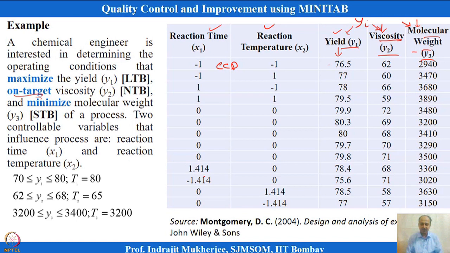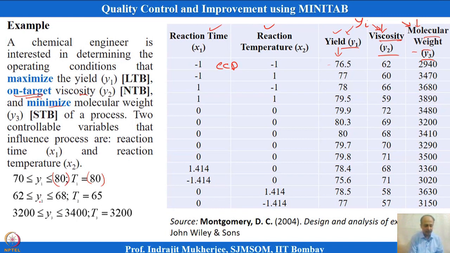So this you can see in any of the books, and you can just enter the data, and then you can follow the procedure shown in the video, and you will get all the results that we have discussed. So this problem is maximization of yield, on target is the viscosity, and minimization of this. Here the information given in Montgomery's book is that y1 should be within 70 and 80, the target value is 80, and it has to be maximized. So I have to reach this value over here.